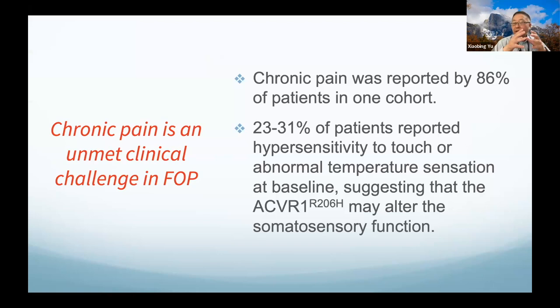Many of them were not experiencing any active flare. So that means without a flare-up, a lot of people are still constantly, persistently experiencing pain. And about one third of patients report sensitivity to touch and temperature sensation at baseline, suggesting the ACVR1 mutation may alter somatosensory function, because the majority of those patients carry the classic mutation, a gain-of-function point mutation, which is R206H, as you're all aware.